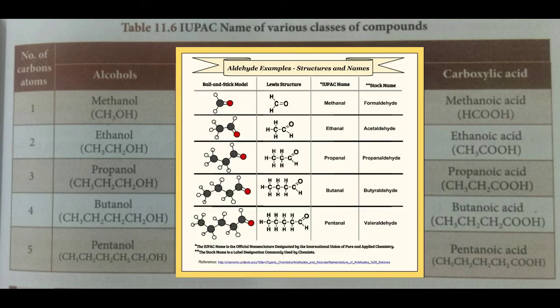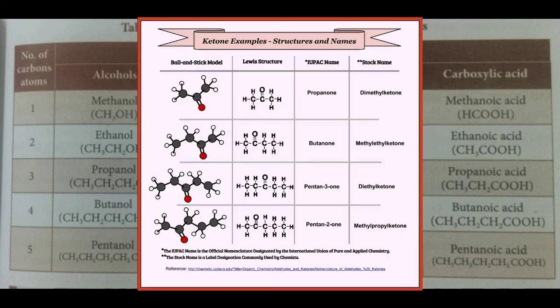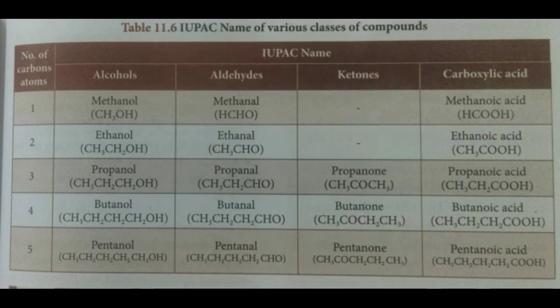The second class is aldehydes. When the carbon atom number is 1, it is methanal. 2 carbon atoms, ethanal. 3 carbon atoms, propanal. 4 carbon atoms, butanal. And 5 carbon atoms, pentanal. The next class, ketones. You cannot find any member for carbon atoms 1 and 2. For 3, propanone. 4, butanone. And 5, pentanone.